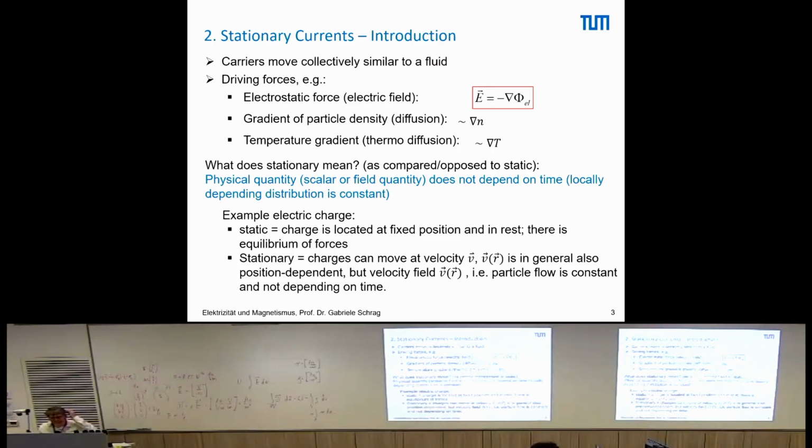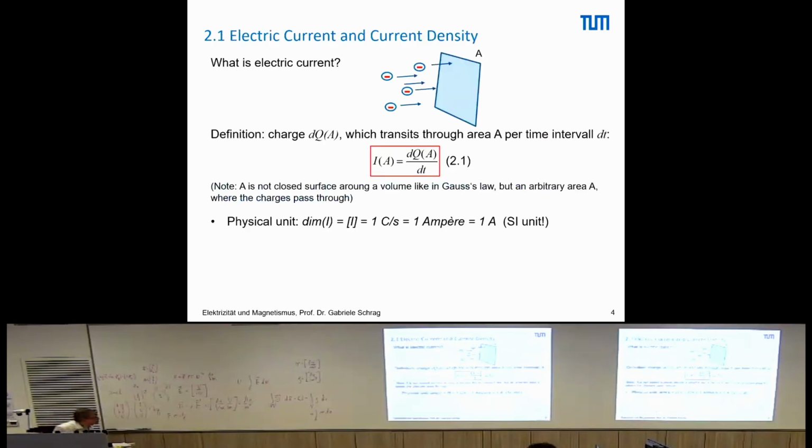You have to appreciate that because your charge is moving, it is changing its position in time, but the velocity vector that describes this assembly of charges has no temporal variation. That velocity field can vary locally, but it does not vary temporally.